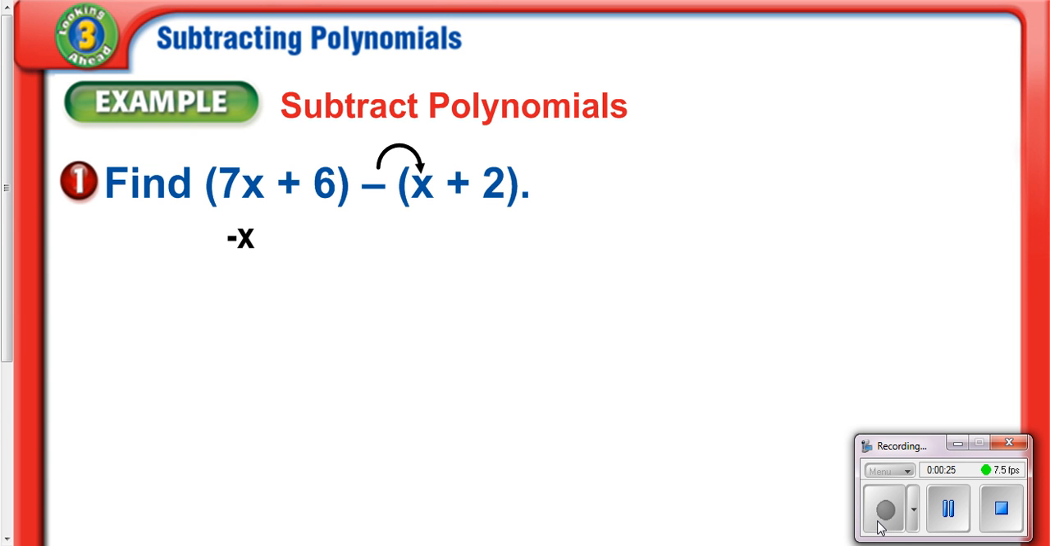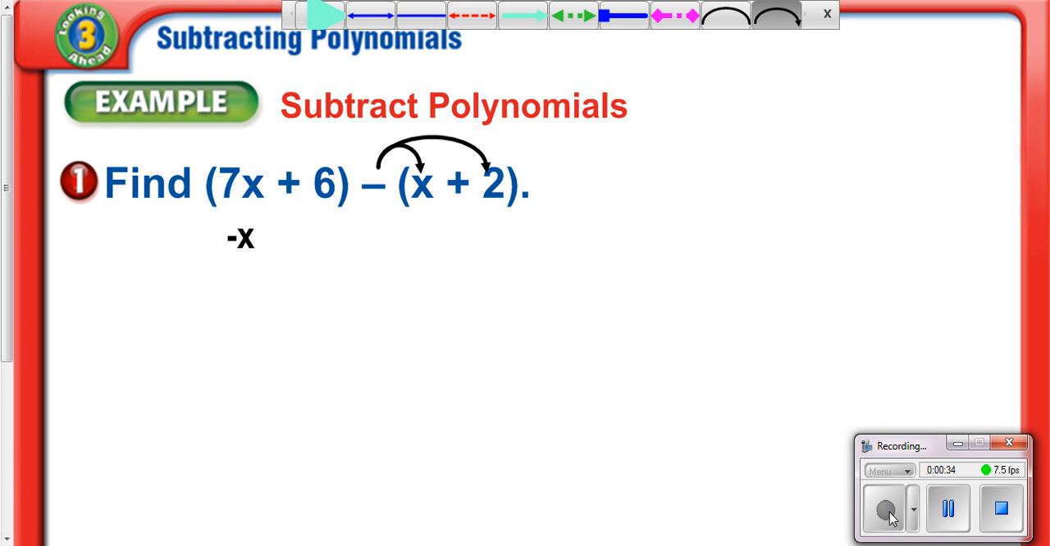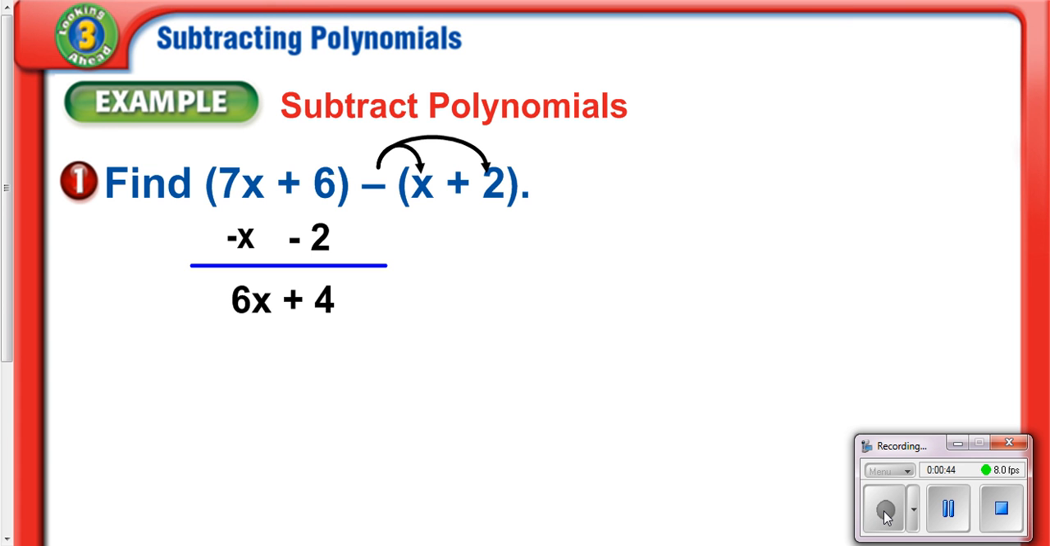So when I distribute it, I get negative x. Negative x, combine those like terms, so I drop it down below 7x. There's the like term. Distribute your negative sign into 2, that becomes negative 2, which we would put below 6. Working down our paper, we'll carry out the operation, and we get 6x plus 4.